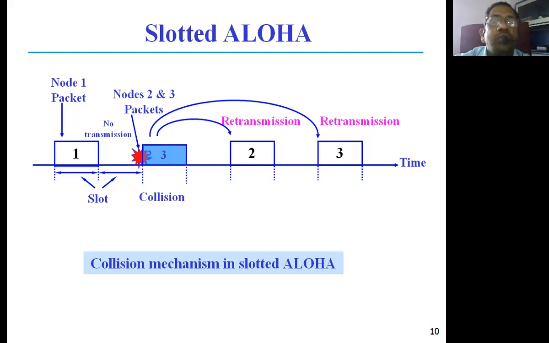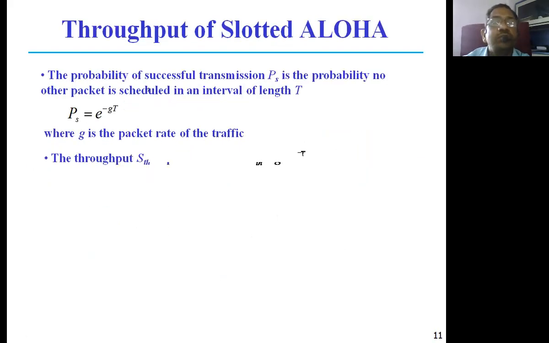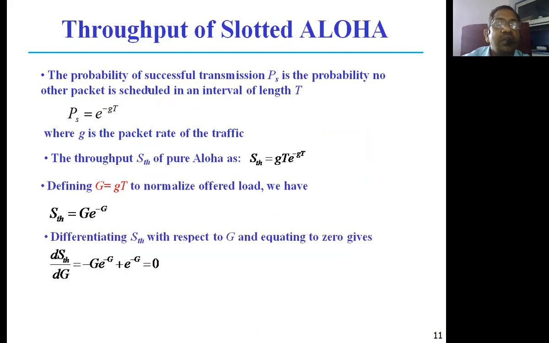Okay, so node 2 and node 3 interacted, collided, and they lost. So they wait for some time period, then once again they are going to retransmit. That means this checking is going to take place at the beginning of every time slot. So this is the advantage of the collision mechanism in the slotted Aloha protocol. Using this protocol, the throughput is going to increase.